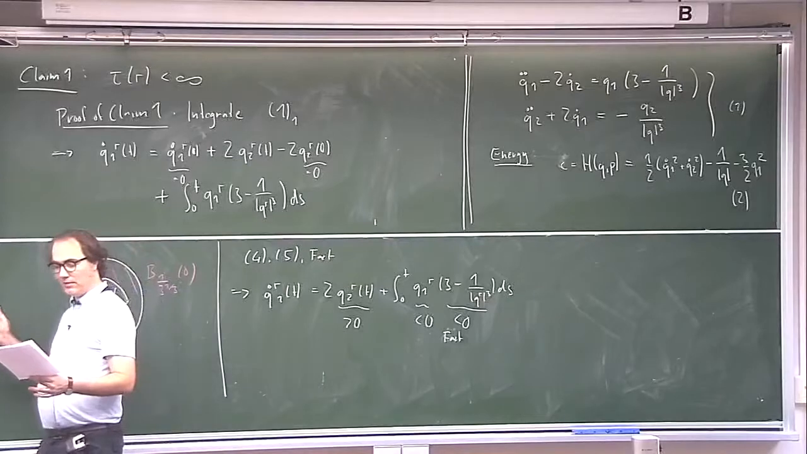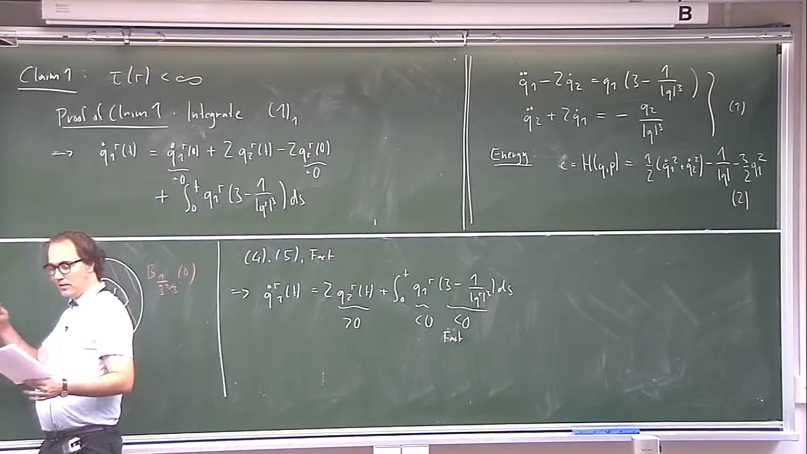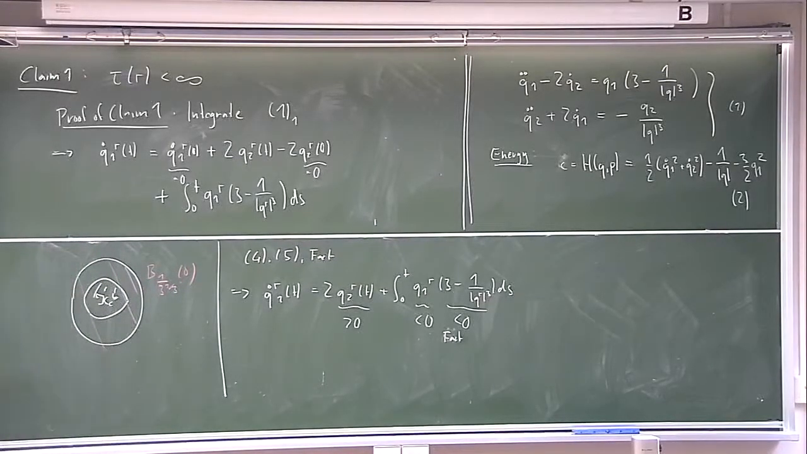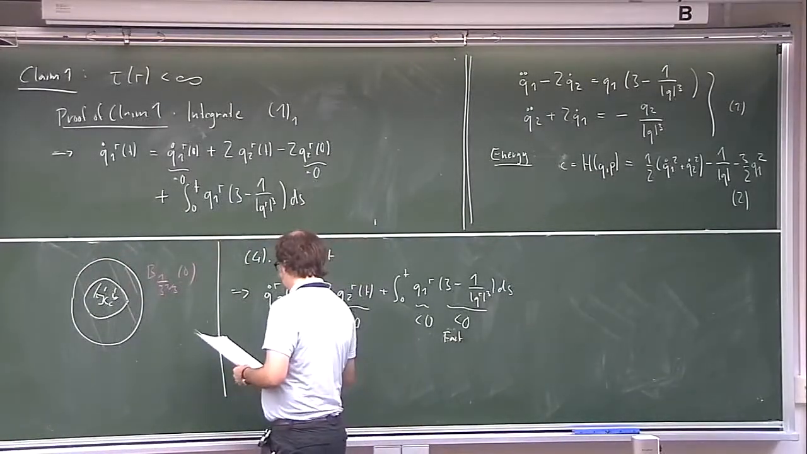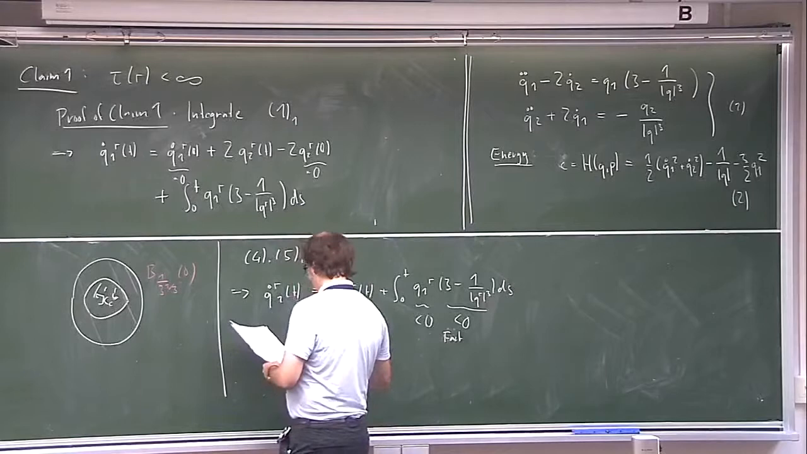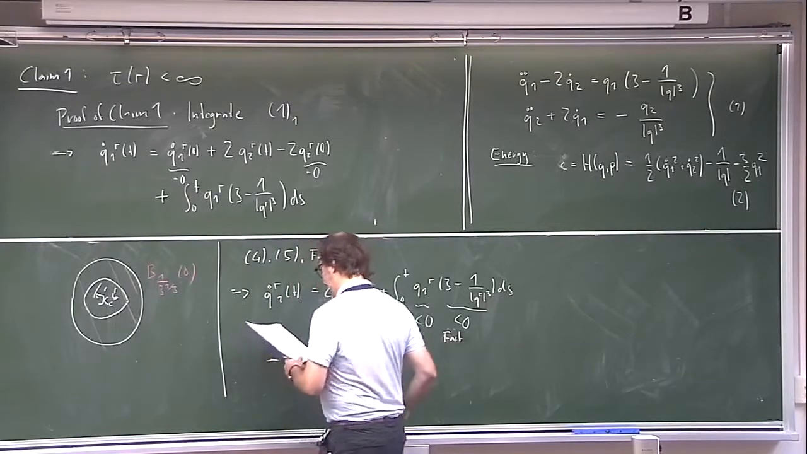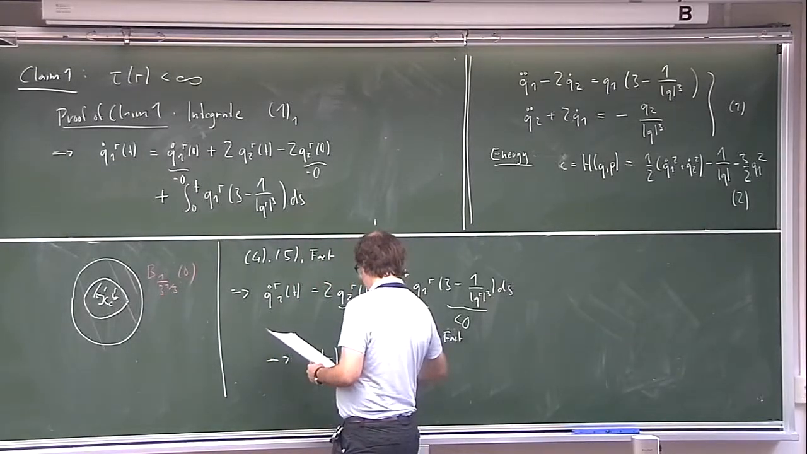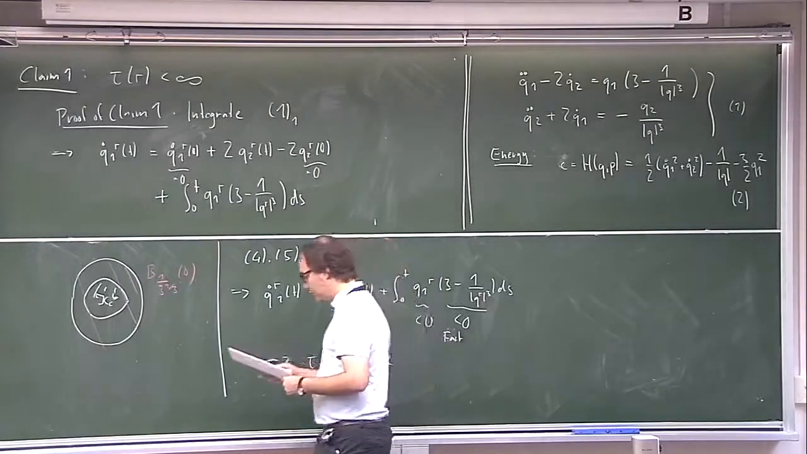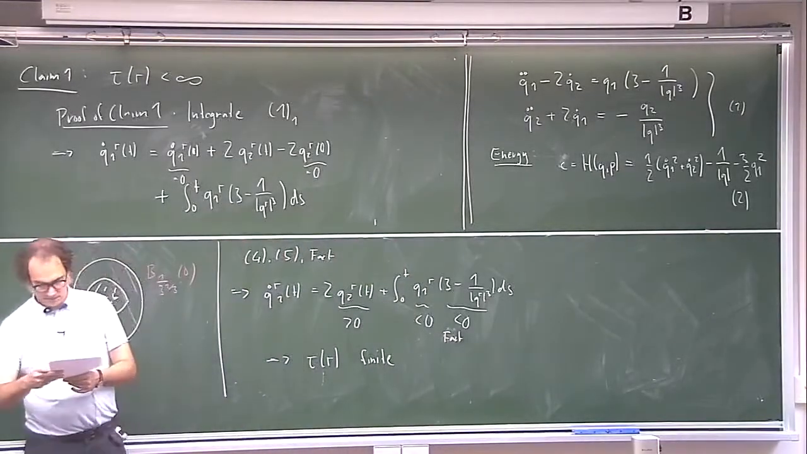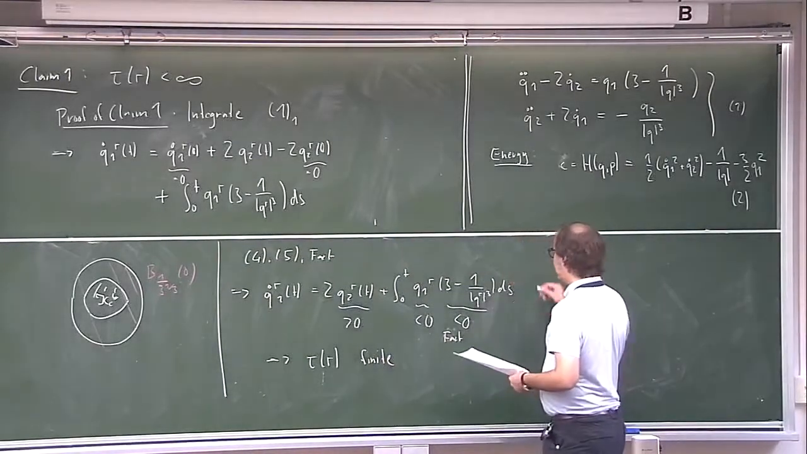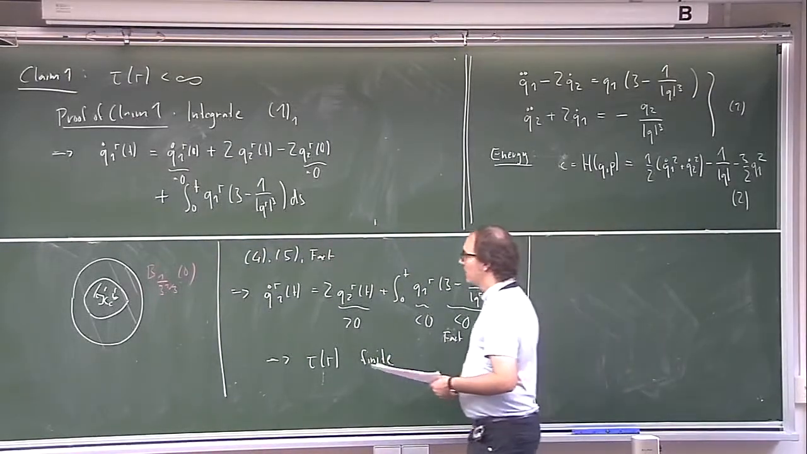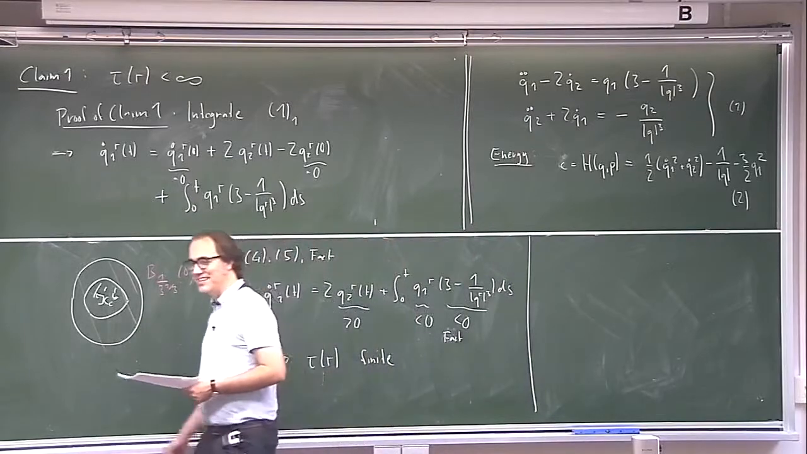So after finite time, you have to get out of this first quadrant. So this implies that the tau r is finite. So here we really need the equation.